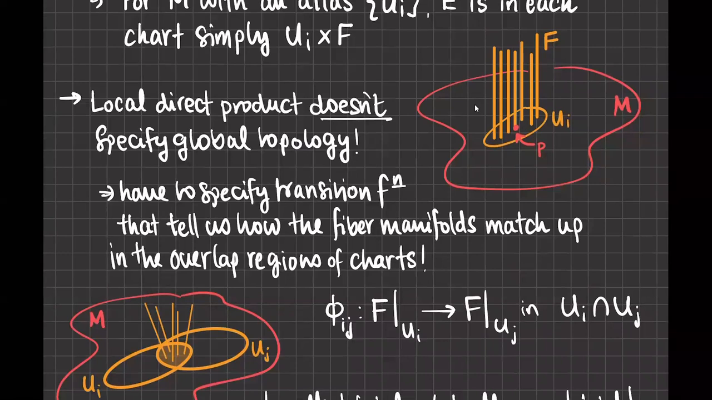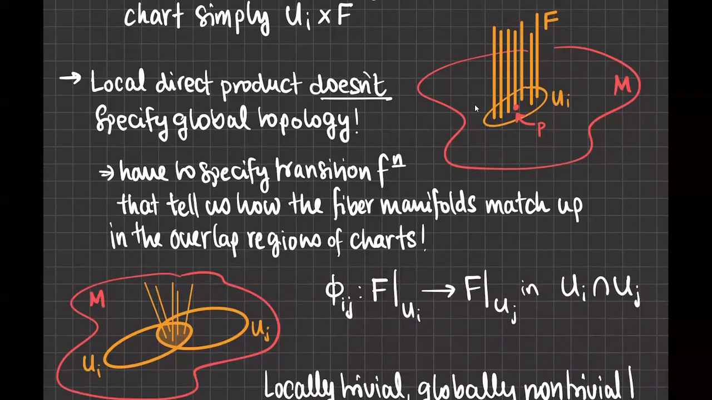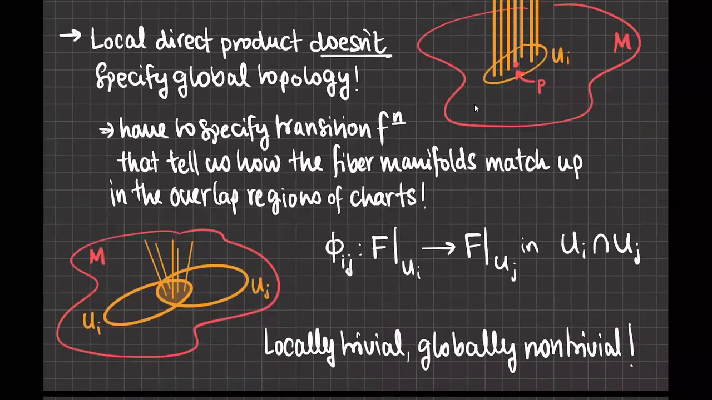Transition functions tell us how the fiber manifolds match up in the overlap regions. So if I have some U_i and some U_j, and they overlap in some region, then I have these functions, called transition functions, which are maps from the fiber at U_i to the fiber at U_j in the intersection of U_i and U_j. Okay.